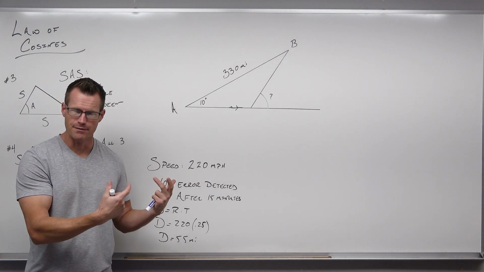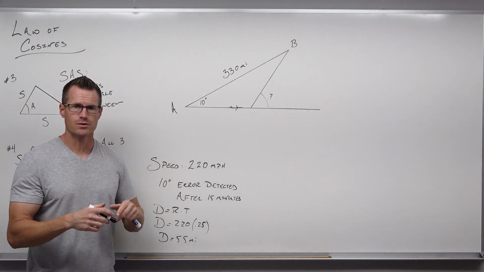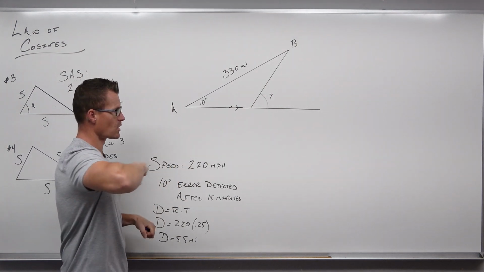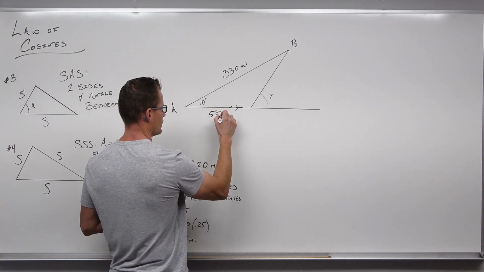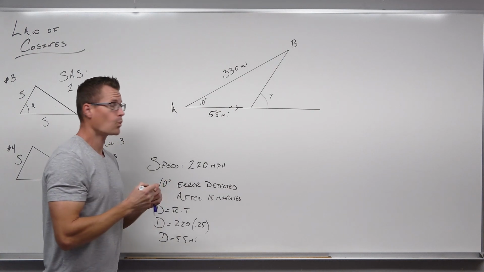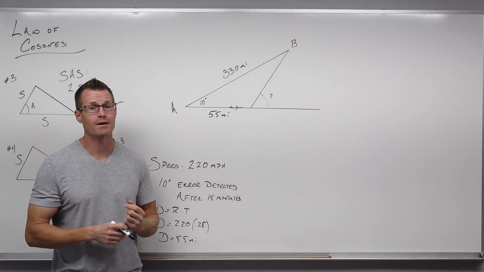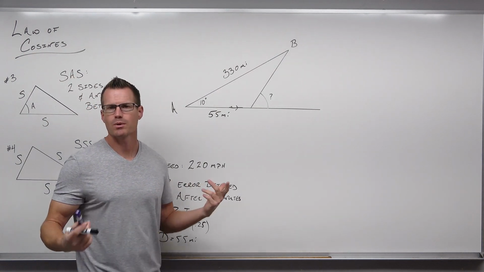15 minutes is 0.25 hours. That would be 55 miles. So we now know a second side of this triangle. Well, that's nice. Now we have a lot more. We have 3 pieces of information. Let's see what it fits.